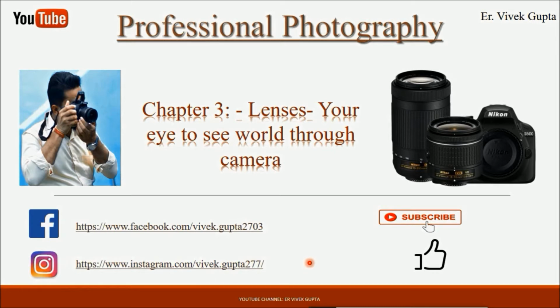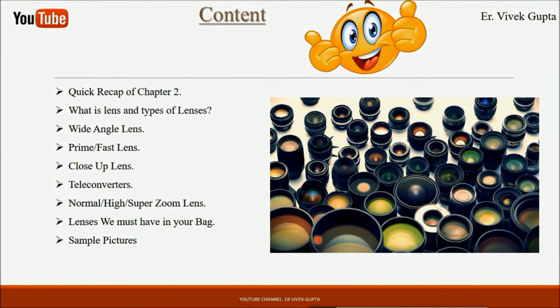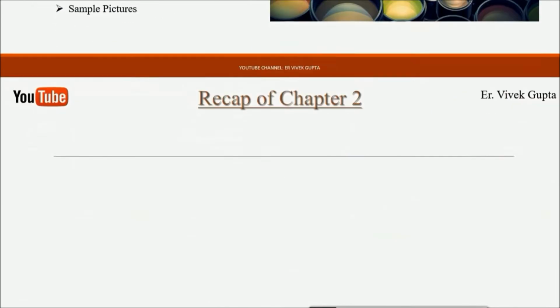So without wasting time, let's quickly start this chapter. These are the things which we are going to cover in this chapter. We will first quickly recap the last lesson, then we will discuss different types of lenses. As you can see, I have shown in this image that there are different types of lenses. Each lens is different from each other. So let's get started and see how these lenses are different from each other.